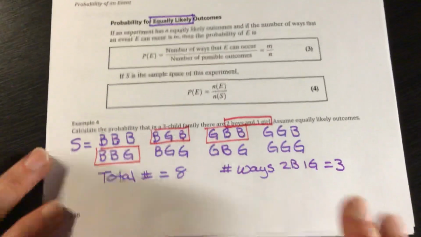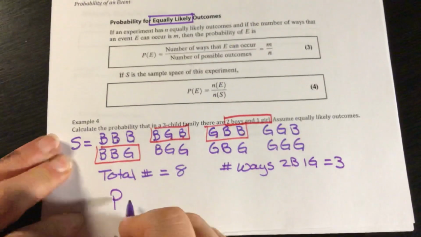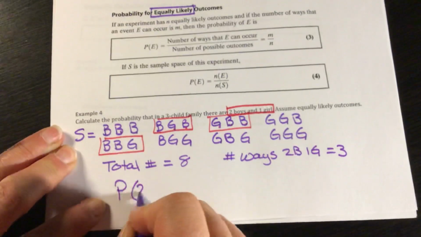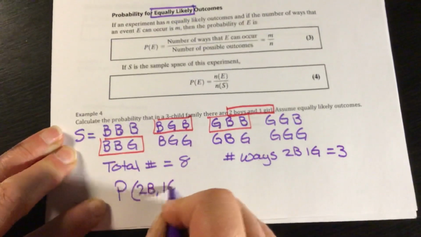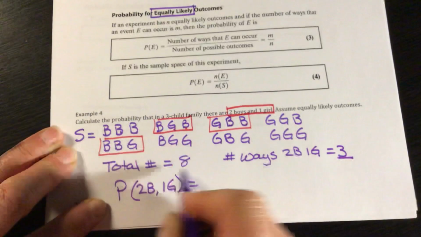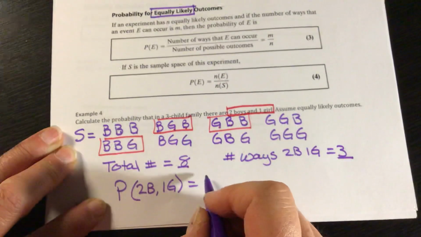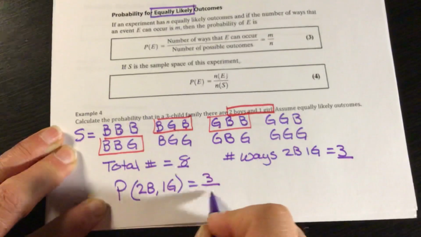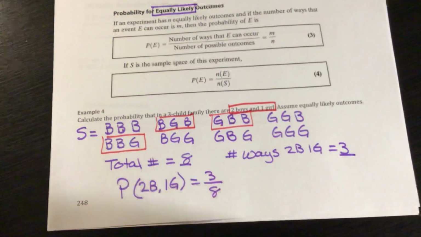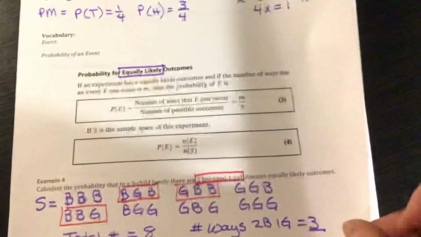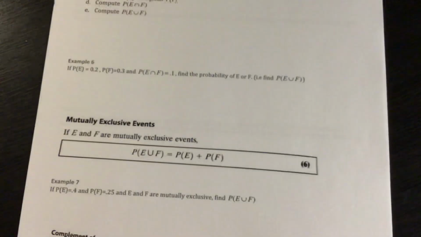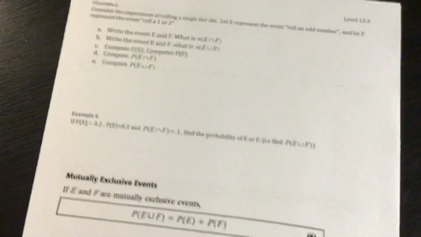All right, so I would say that the probability of getting 2 boys and 1 girl is 3 out of the total number, 3 out of the total number is 8. All right, so equally likely things happening.